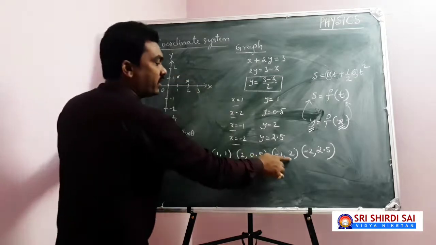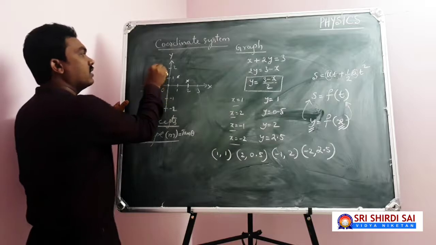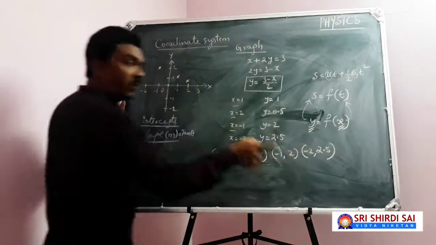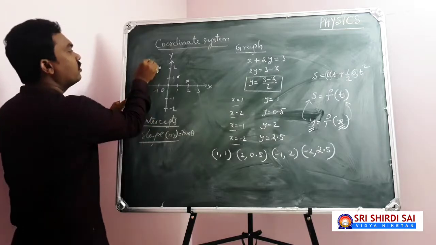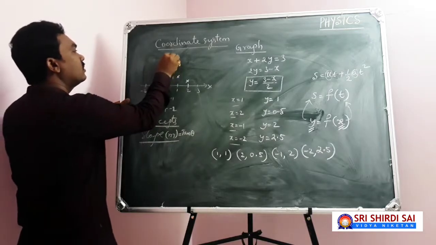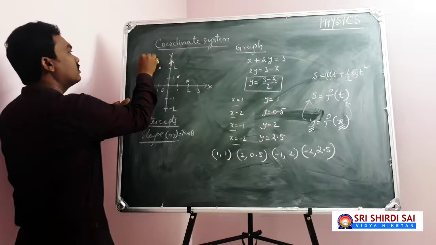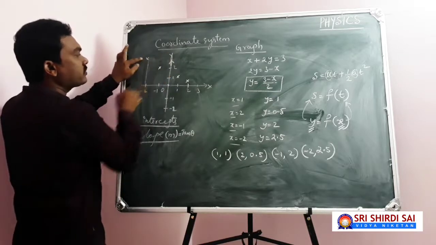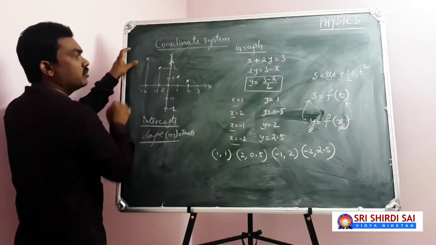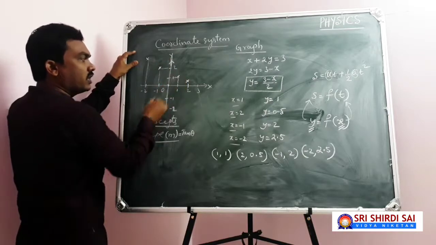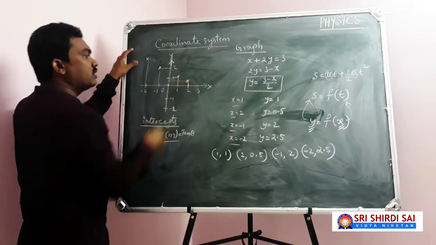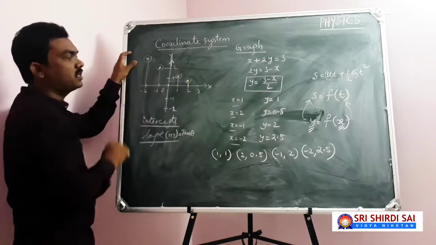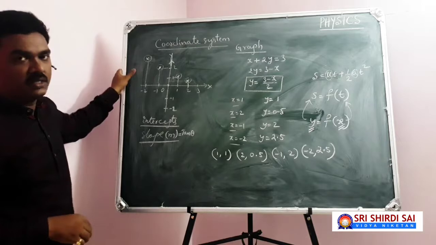X equal to minus 1, y equal to 2. X equal to minus 1, y equal to 2 here. X equal to minus 2, y equal to 2.5. Minus 2, 2.5 somewhere, because here 2 and above this 2.5 somewhere else. So here minus 2 and 2.5 like this. Minus 1 and 2. X equal to 1, y equal to 1. X equal to 2, y equal to 0.5. Like this, you need to locate the respective ordered pairs in the coordinate system.